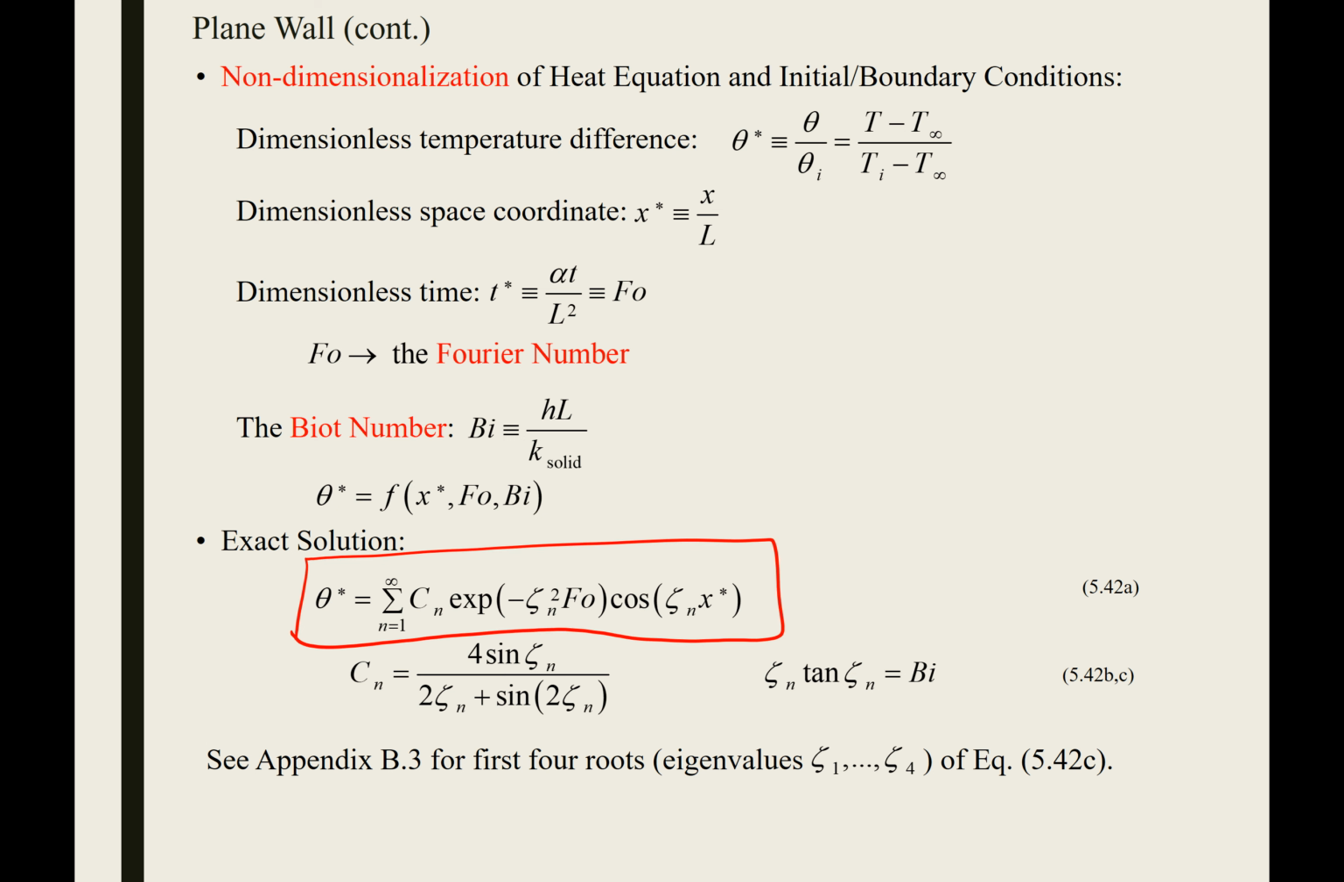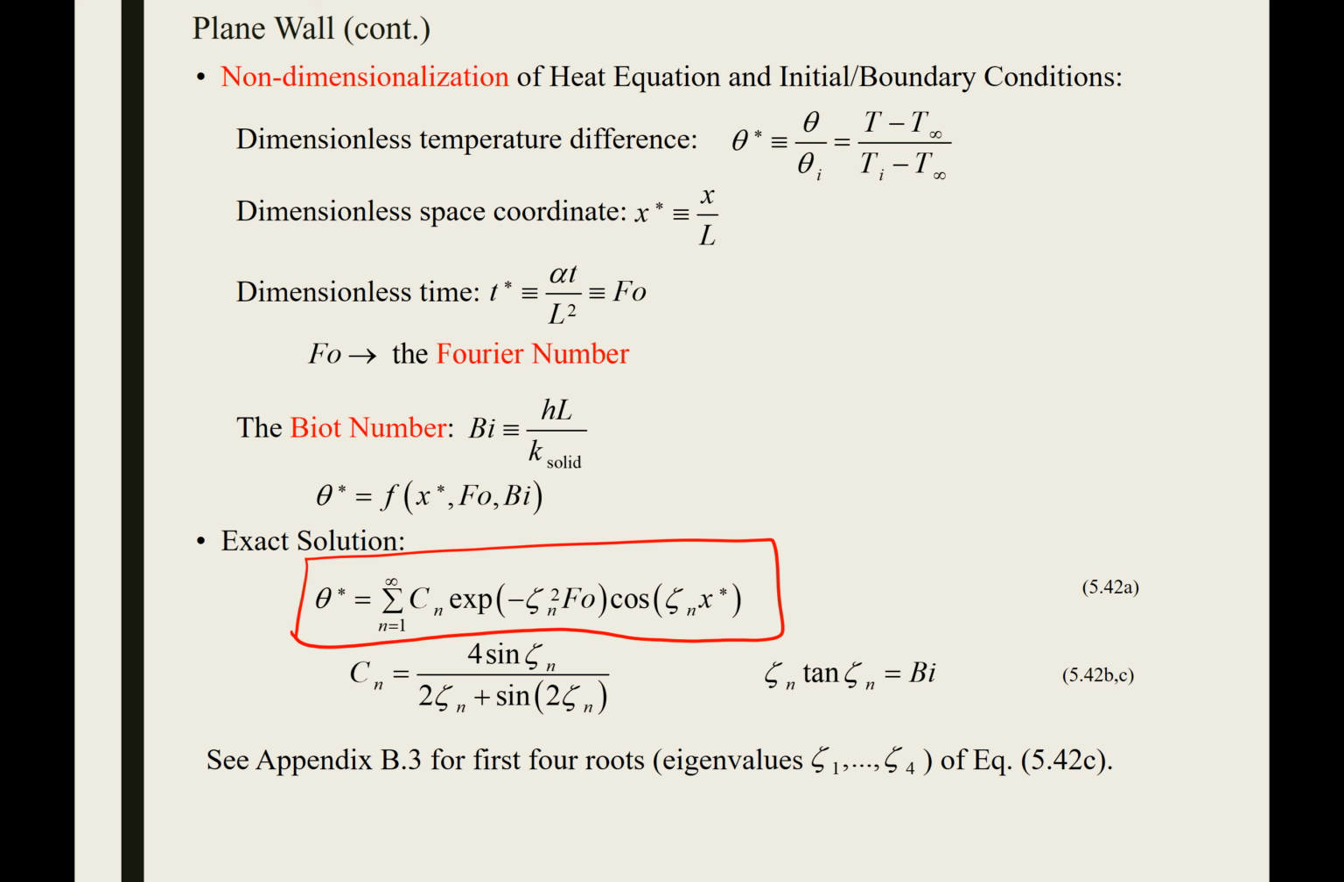It's an infinite series in terms of constants, and this zeta term, which will be defined in a table here in a minute. The zeta term is the roots to this particular equation, and these constants are given by plugging and chugging zeta into that equation. Again, I don't want to get lost in the trees here. Remember, the bigger picture is we're trying to solve the heat equation to figure out how temperature is changing with respect to space and time through a plane wall.